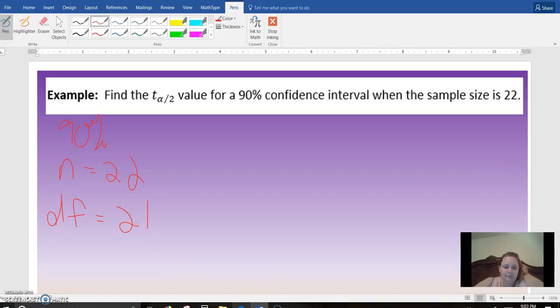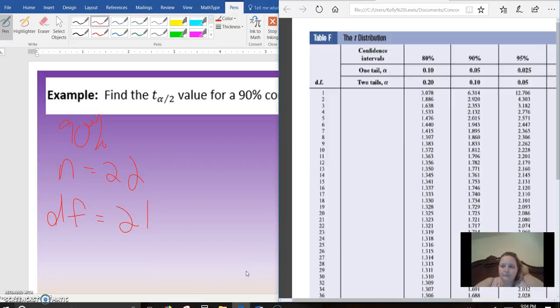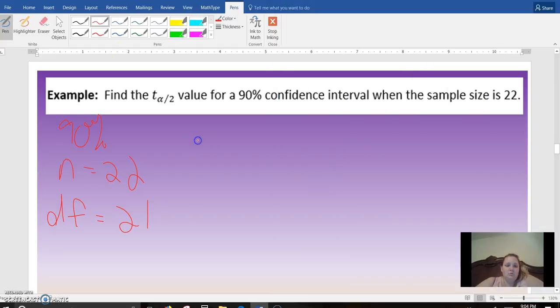I think that flies. All right, 21. So it should be right there. Yeah. All right, so that one right there. This is way easier if I had the chart on me. 1.721.